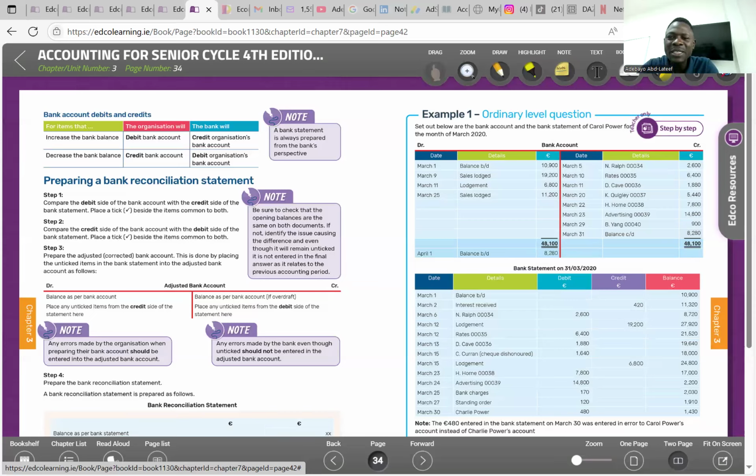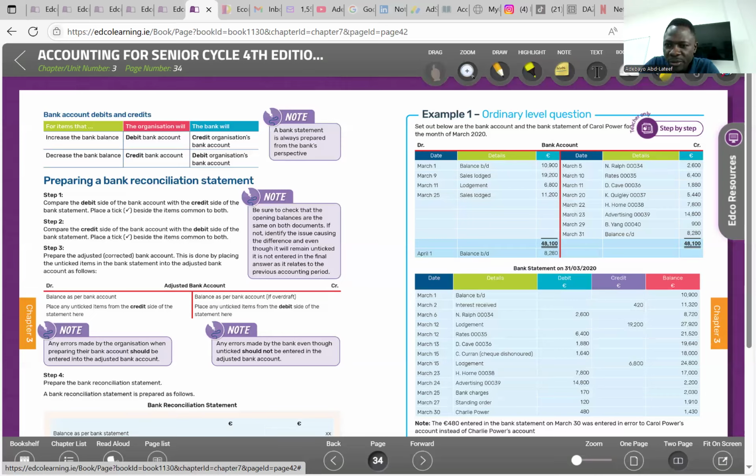Then we compare the credit side of our bank account with the debit side of the bank statement. We have Ralph for 2,600. Ralph for 2,600 is there. We have Rate for 6,400, Rate for 6,400 is there. We take it. We have 1,880 is here, 1,880 is here. We have check dishonored 1,640, a dishonored check is there. So a dishonored check, we have to add it up.